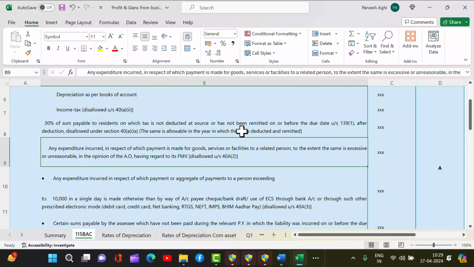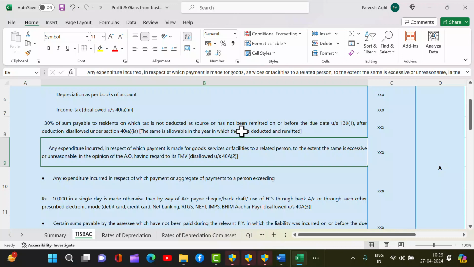Now, generally there is a section 40 which disallows certain expenses. This is a section which covers all the expenses which are disallowed. There are various kinds of such expenses. AO means assessing officer, which is a commissioner of income tax or income tax officer.